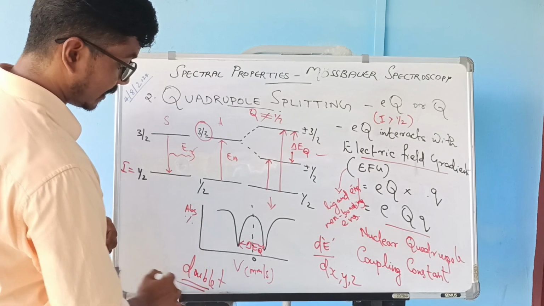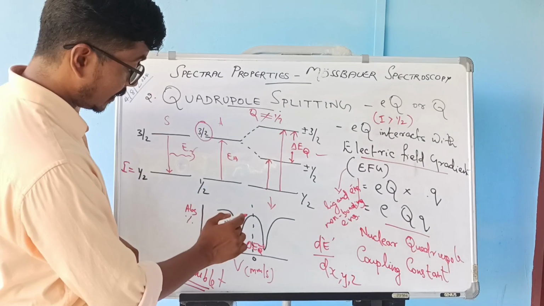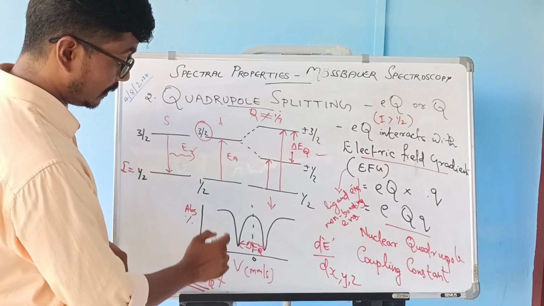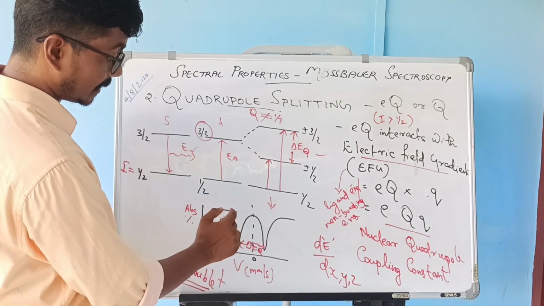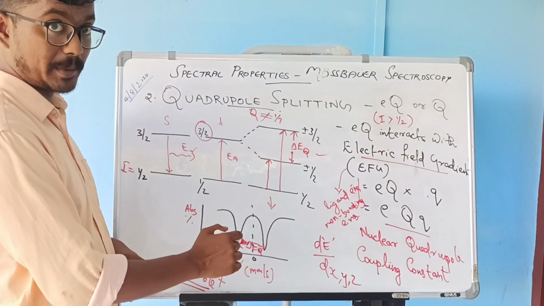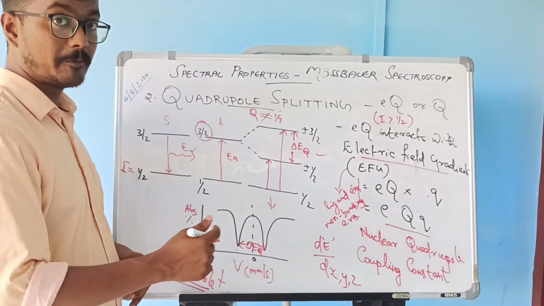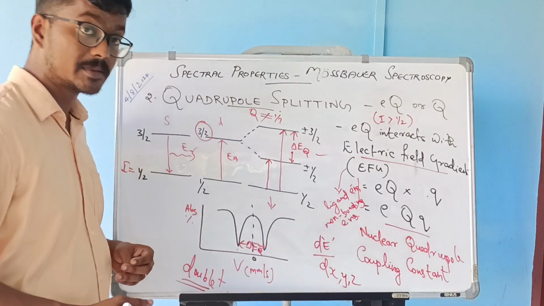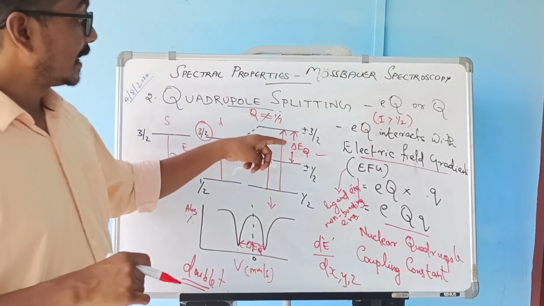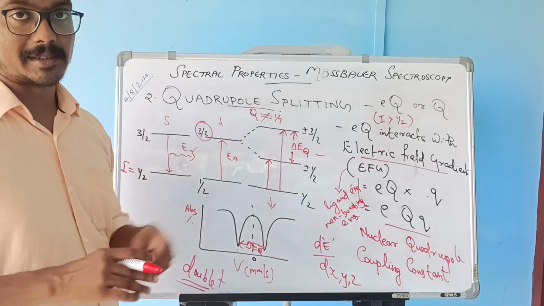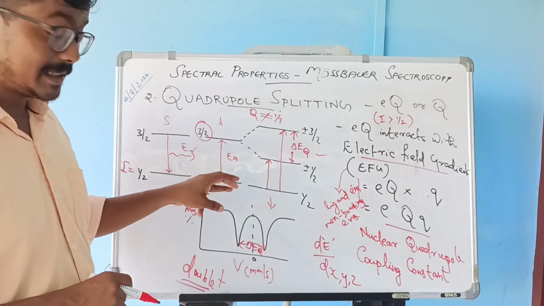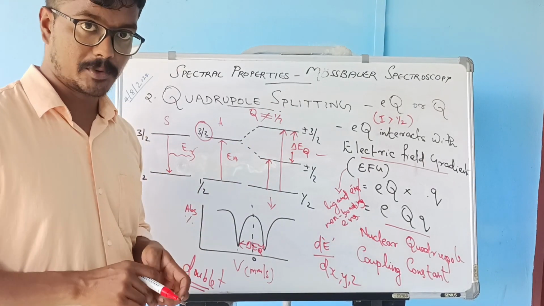The corresponding spectrum is a doublet. See, this is the central zero point, and there are two peaks, two troughs observed. The difference between the two troughs gives the value of the quadrupole splitting energy. So this is the most important point you should note.